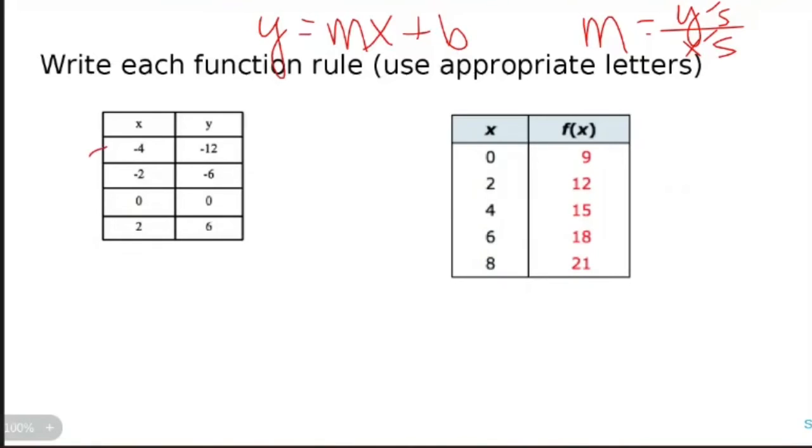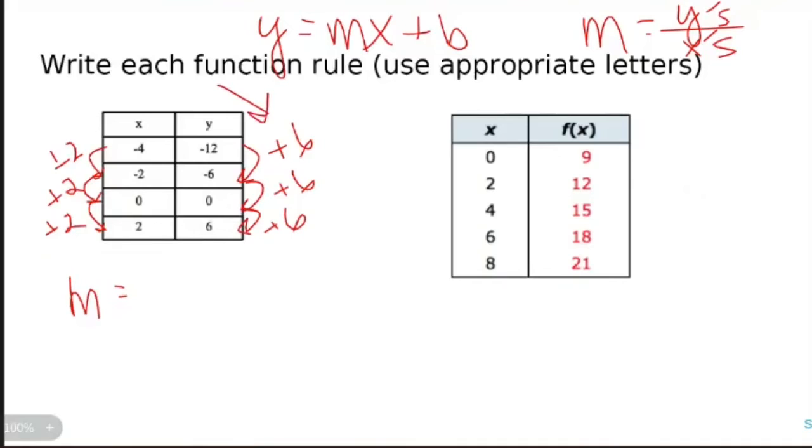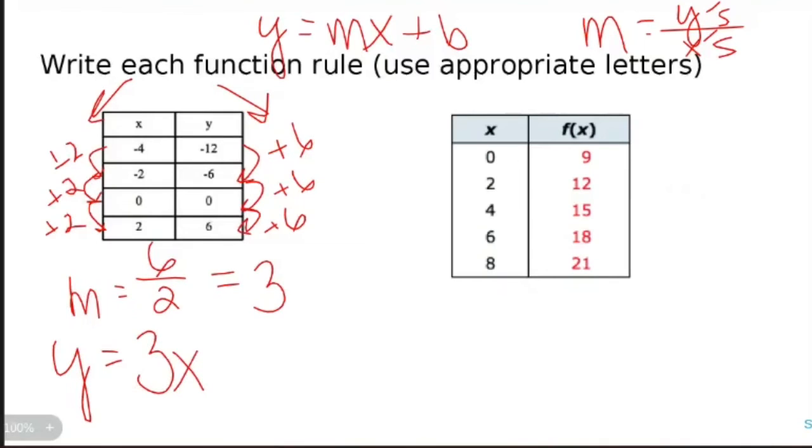So x goes up by 2, up by 2, up by 2. Y goes up by 6, up by 6, up by 6. If the slope is y over x, then the slope in this case is the y values, positive 6, over the x values, positive 2. 6 divided by 2 is 3. Now, normally we'd do lin reg, but I don't have a calculator on me, so I'm not doing lin reg.